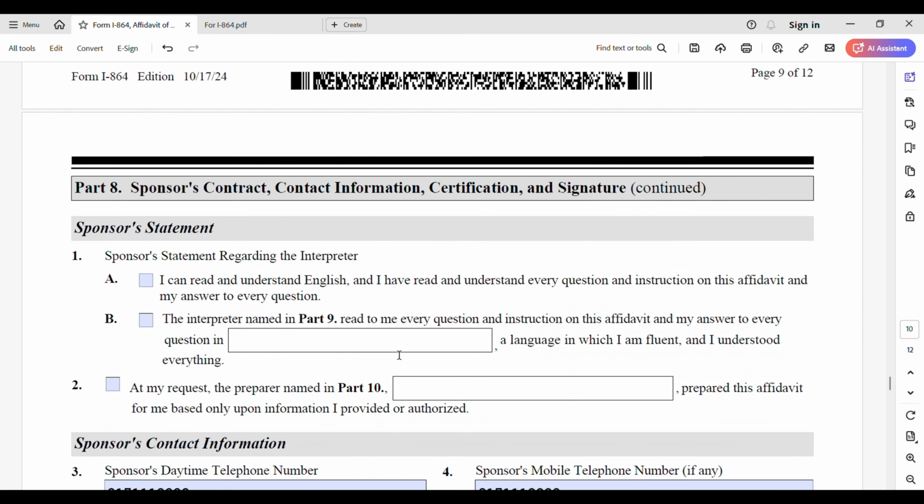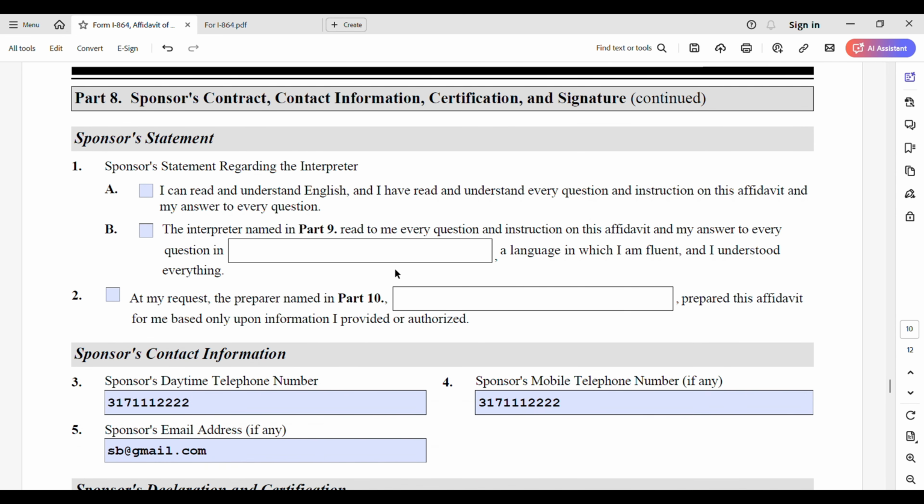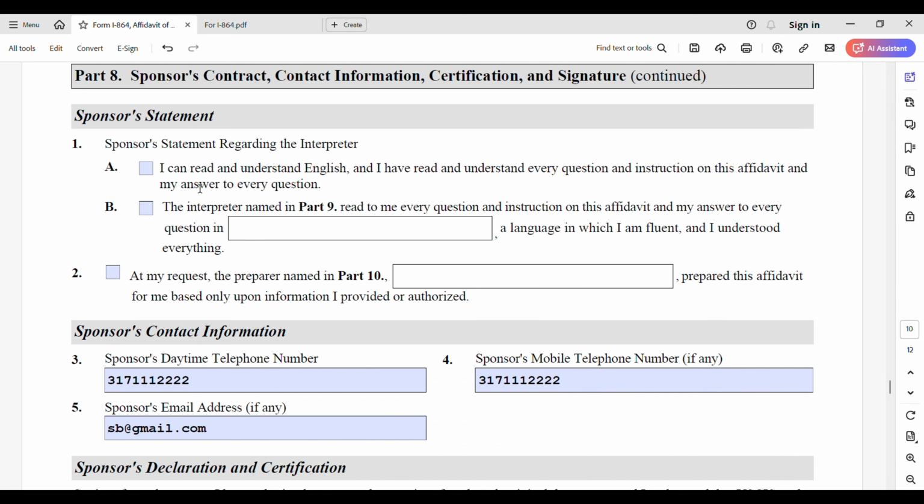Now let's go to the sponsor's statement. Question number 1, sponsor statement regarding the interpreter. Here I can read and understand English, and I have read and understand every question and instruction on this affidavit and my answer to every question. If you use an interpreter, you must put the language used right here, and if you use a preparer, you must type the name of the preparer right here and complete Part 10. If you use an interpreter, you must complete Part 9.